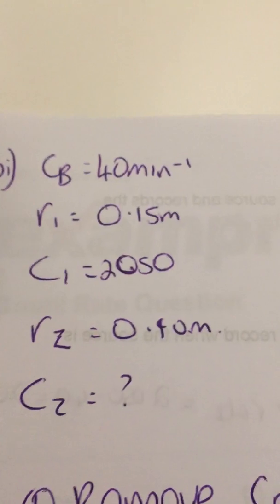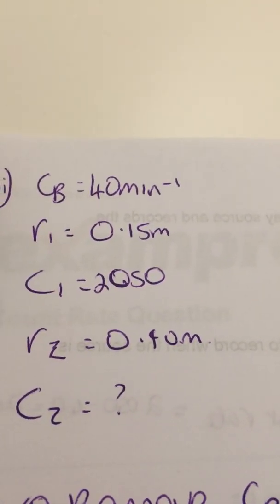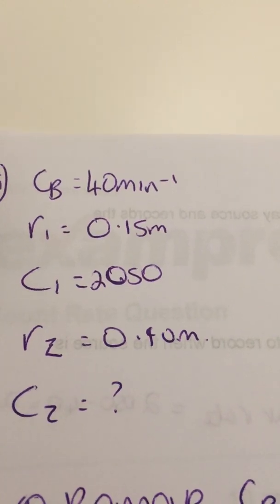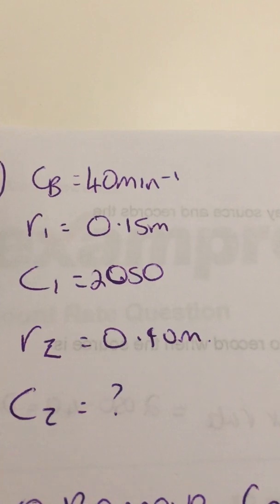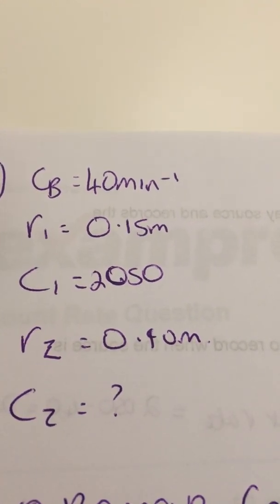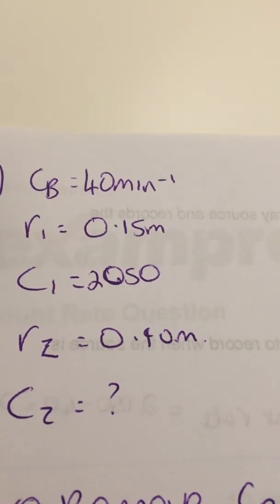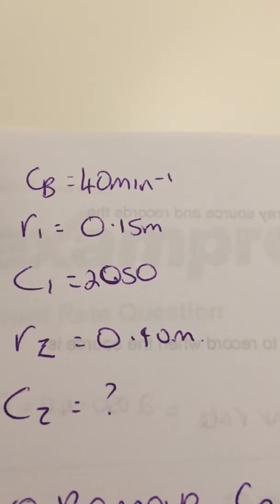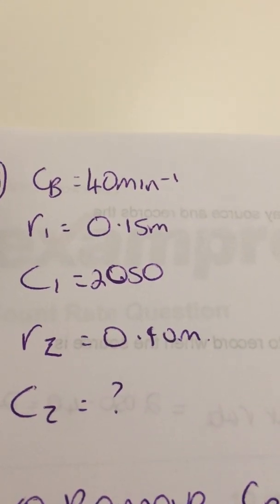First of all, write down what you know. You know the background rate is 40 counts per minute, so it's always going to be that wherever the detector is in the room. The first distance is 0.15 metres and she detects a count rate there of 2050, so I've called that count rate 1. The second distance, R2, is 0.90 metres, so I've recorded that, and then count rate 2 is what we're trying to figure out.